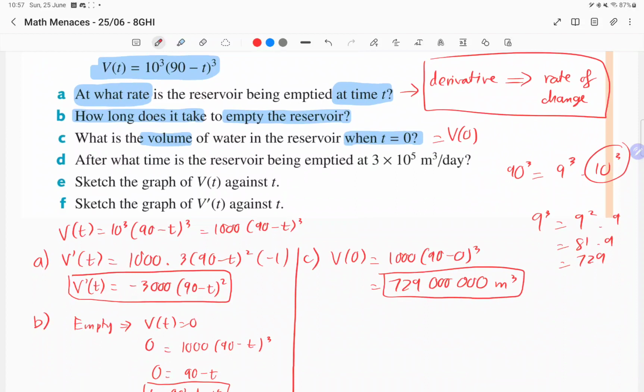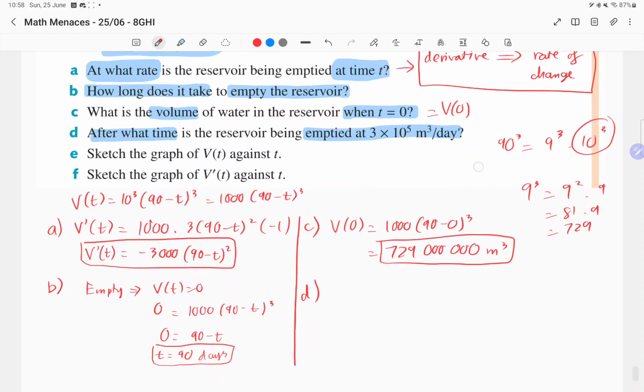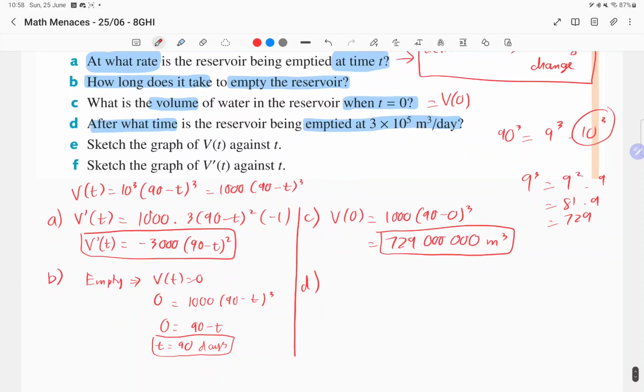After what time is the reservoir empty? So what is question D asking me then? Isn't that the rate? Yes, the rate is equal to 2 times 10 power 5. Okay, so this one is saying that V dash is equal to 3 times 10 power 5. Find T.